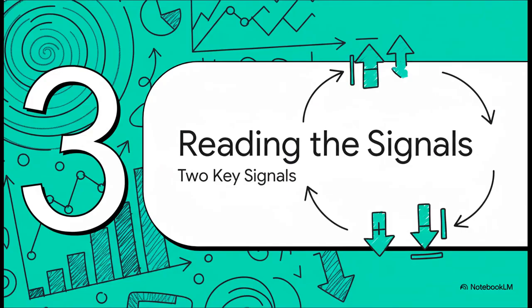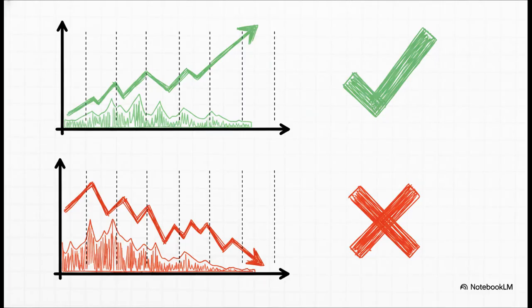Okay, so we know what it is, but how do we actually use this thing? Well, there are two key signals that traders look for to really get an edge. Let's break them down. All right, first up, we've got the most straightforward signal, trend confirmation. And honestly, it's super simple.